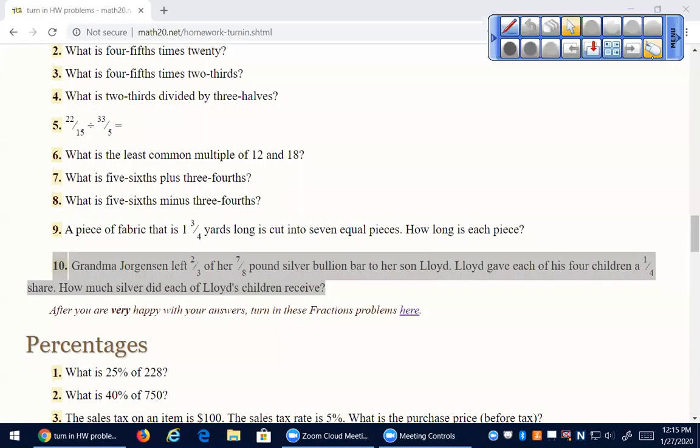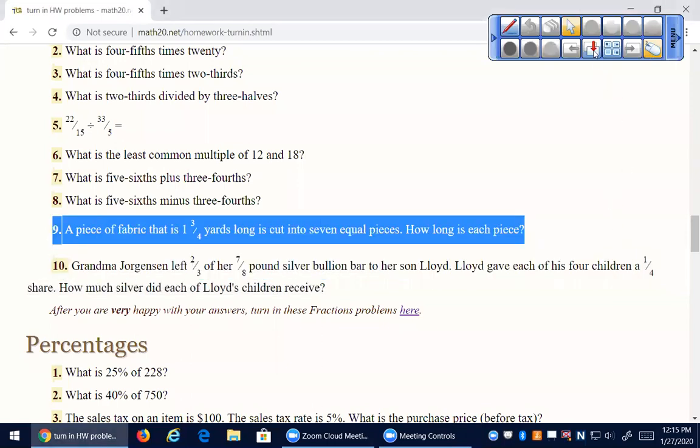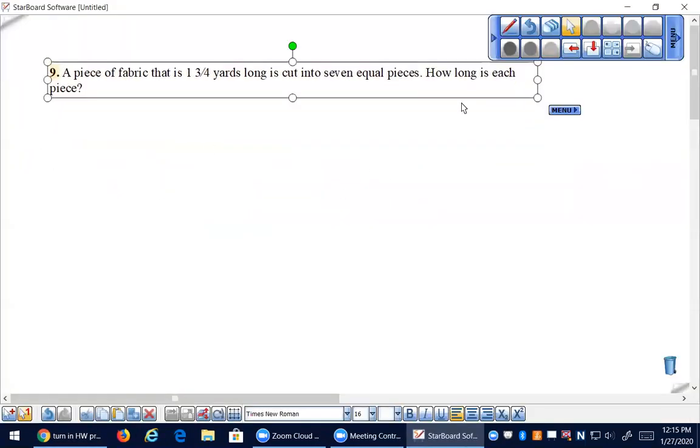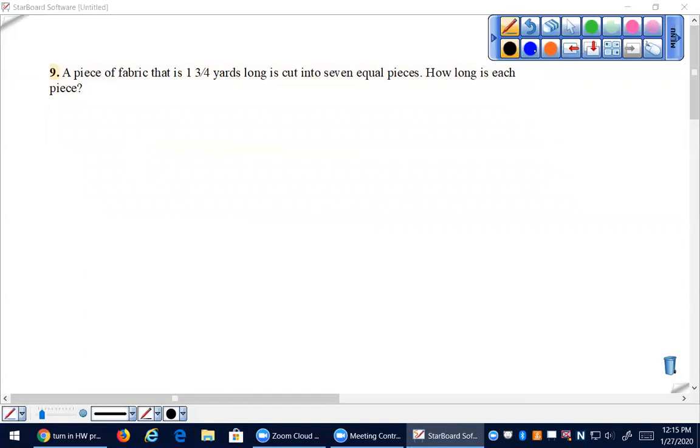Number 9. I'll set it up, but I don't want to do it for you all the way, because it is a turn-in problem. So actually, I'll just change the numbers, then we can do it, and I won't give away the answer. So we have 2 1/5 yards long, and anytime we have a mixed number, we don't like that. We're going to make it an improper fraction. So 2 times 5 is 10, plus 1 is 11.